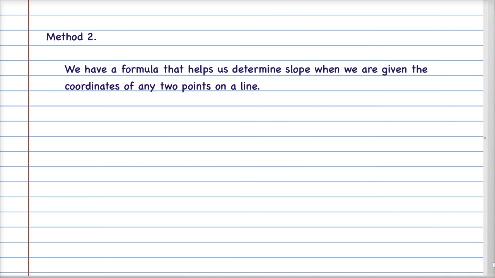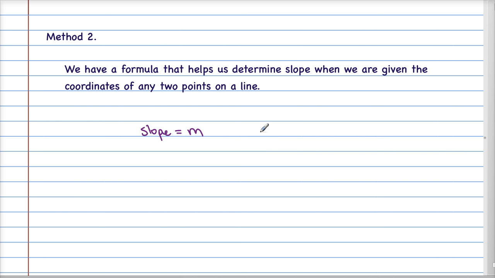Method number 2: maybe we're not given a picture. But if we are given 2 points and their coordinates, then we can determine the slope of that line. We have a formula that helps us determine slope. Slope, you're going to see this written as m, right? M is the variable that we usually use to represent slope. So whenever you see the letter m, you're going to think that it represents slope when we're talking about the equation of a line.